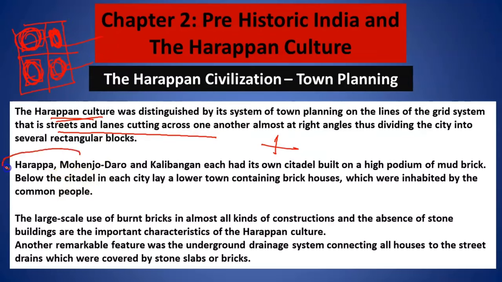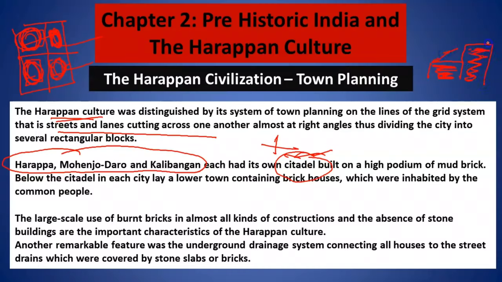If you look at these three cities, Harappa, Mohenjo-daro and Kalibangan, they had their own citadel. Sir, I don't understand, what is this citadel? That means the city had a place where the houses were on a lower side and a few of the houses were on a higher plane.